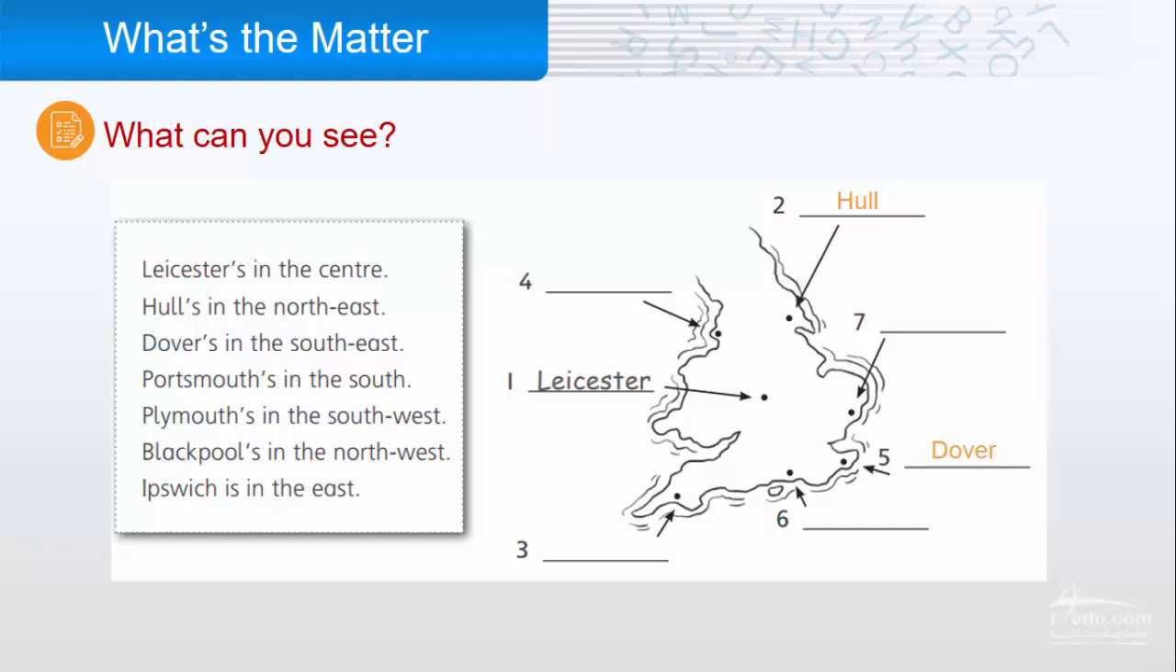Portsmouth is in the south. 6. Portsmouth. Plymouth is in the southwest. 3. Plymouth. Blackpool's in the northwest. 4. Blackpool. Ipswich is in the east. 7. Ipswich.